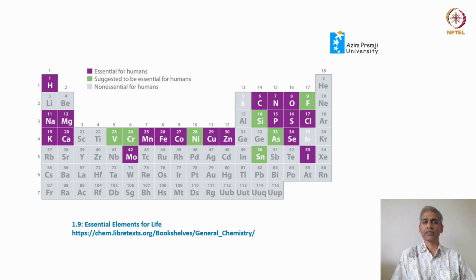Of course, we know the case of iron, and it forms a part of hemoglobin as an oxygen carrier. But similar to iron, other metals also form the metal center of many important enzymes which are used in redox reactions within the body. And that's the reason why they are important.